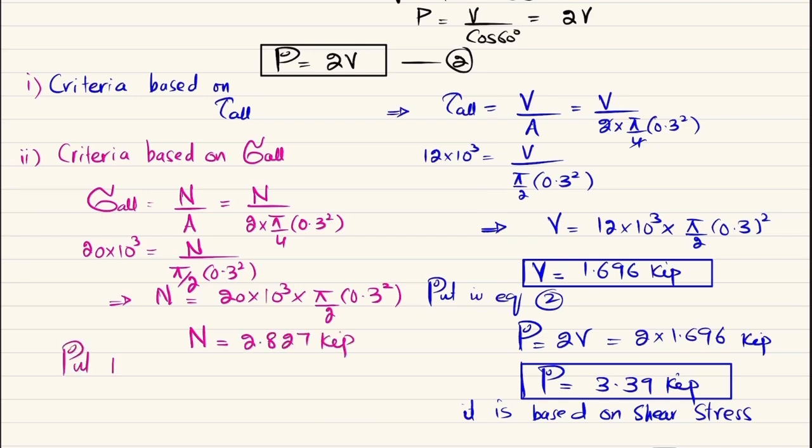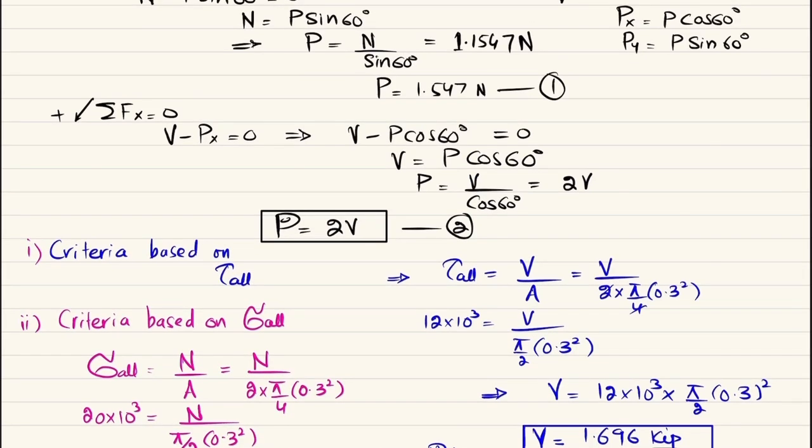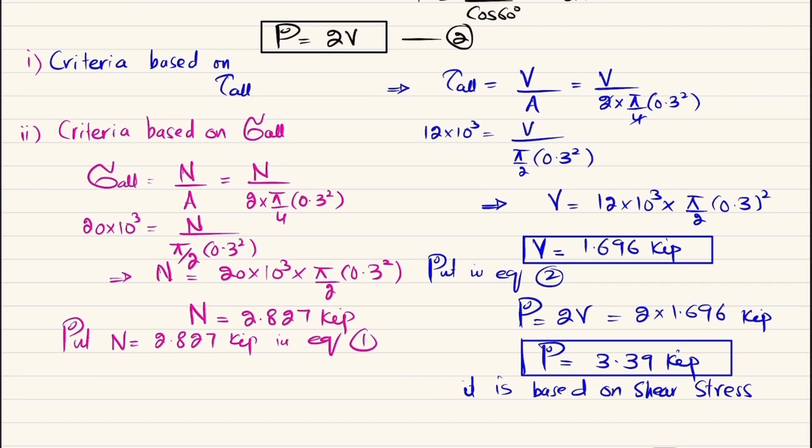Put n is equal to 2.827 kip in equation number 1. And what is equation number 1? P is 1.547 times n. So P is equal to 1.547 multiplied by n. So 1.547 multiplied by 2.827 kips. You will get P is equal to 3.26 kip.